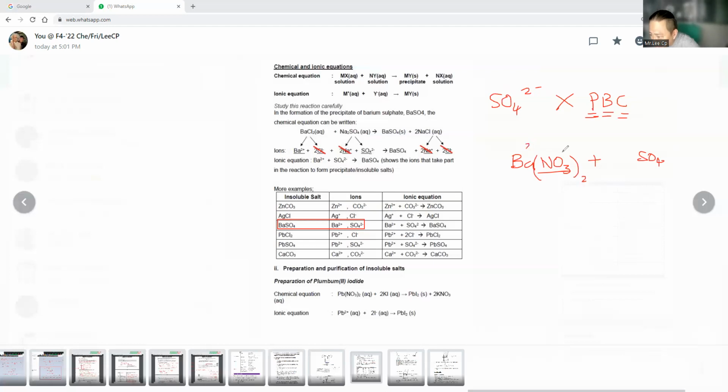All right, this is 2, this is 1. You write 2 to here, okay. All right, Ba(NO3)2, and what SO4? Now I ask you, what SO4? Na2SO4, okay? All right, 2 goes to here, 1 goes to here. So you got Ba(NO3)2 plus Na2SO4. So this one will produce BaSO4 and NaNO3. So this one is an insoluble salt. Do you understand?